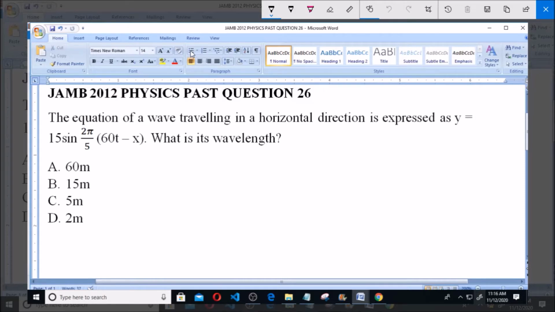The equation of a wave traveling in a horizontal direction is expressed as y equals 15 sin of 2π over 5 (60t minus x). What is its wavelength? A. 60 meters, B. 15 meters, C. 5 meters, D. 2 meters.